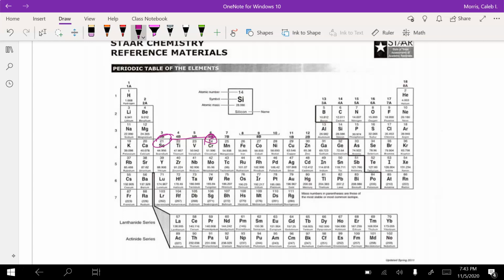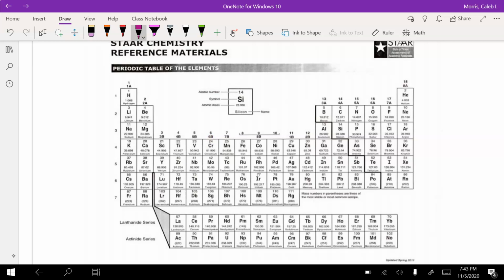Okay, so if I'm comparing scandium and chromium, if I'm going across the row from left to right, what tends to happen? Does it get bigger? Do the atoms get bigger? Do they get smaller? Do they hold their electrons tighter, or do they let go of them more easily? That's kind of the general idea.